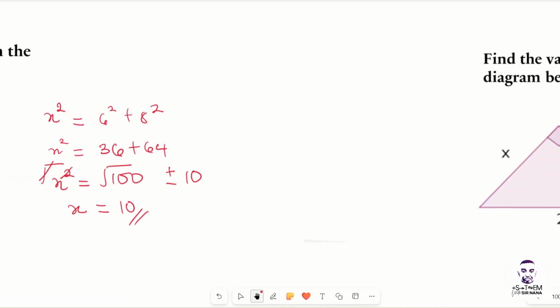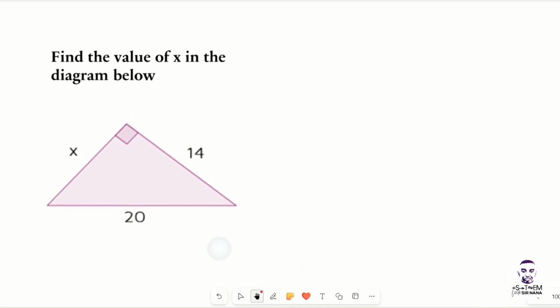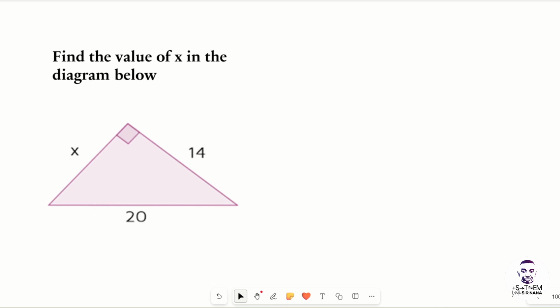Now let's consider another example. In this example, we are asked to find the value of x in the diagram below as well. Irrespective of how the diagram is drawn, all you need to do is find out whether it's a right angle triangle. We have our 90-degree angle here. That implies that we can redraw this so that it looks like the normal right angle triangle that we normally see, because sometimes the drawing could confuse you. So we have our 90 degrees here.